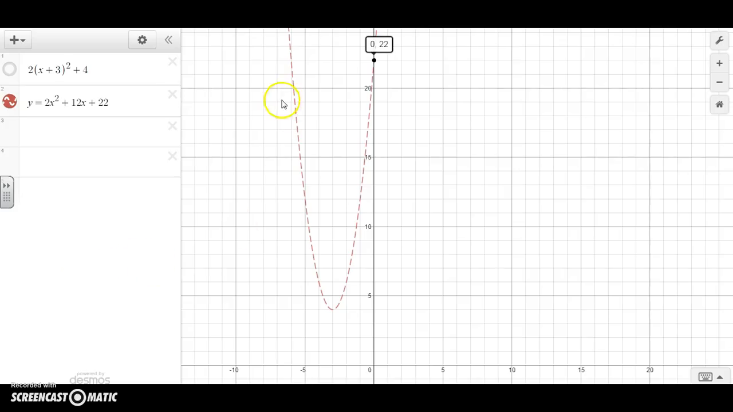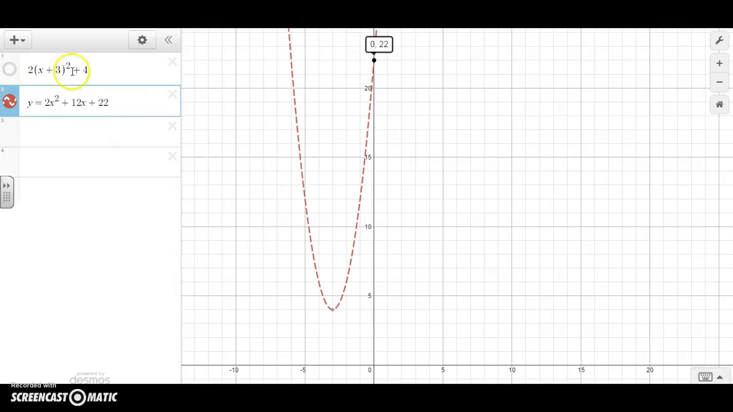So I'm in Desmos, and in my red dotted line, I have graphed my equation in standard form. And remember, in standard form, we can tell that there's a dilation that stretched this or made it skinny. We can also tell because this 2 is positive that the graph is pointing up. And we know because c is equal to 22 that our y-intercept is going to be at 0, 22, which we can identify the point.